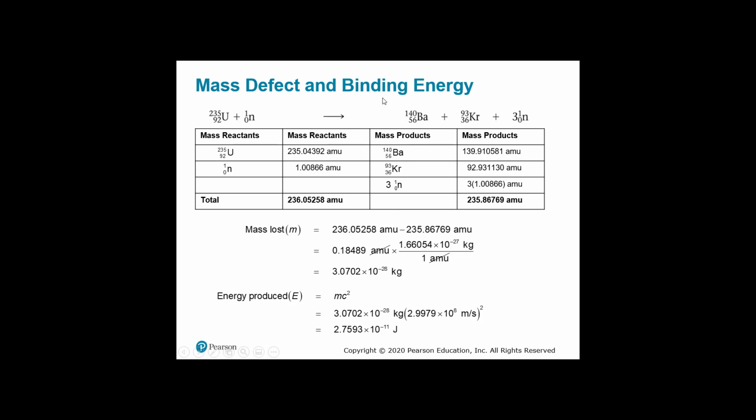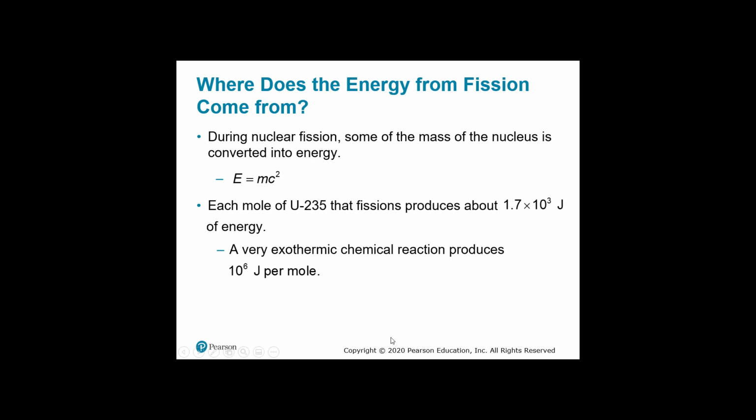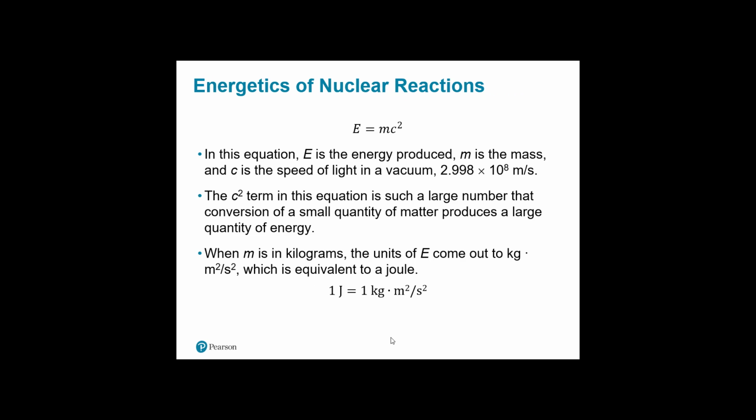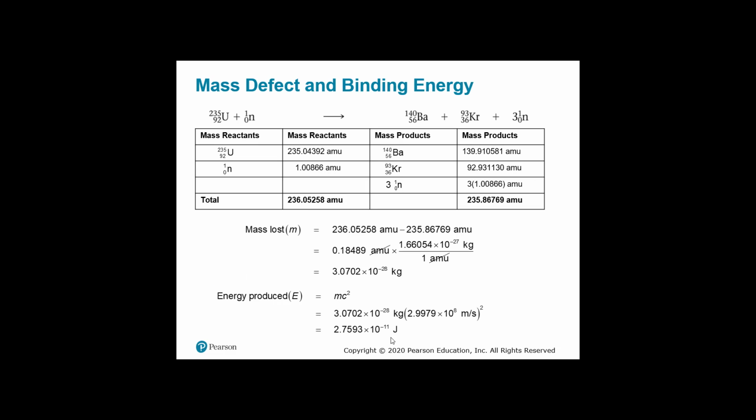So let's take a look at this problem here. And this is in amu. We do not use amu, so you'll see it'll be converted down here into kilograms because we want to get it into joules. And remember, a joule is 1 kilogram times meter squared over second squared. If we look at the mass of the reactants and add them up, the total for the reactants, which includes the neutron, is 236.05258. And on the product side, we have 235.86769. Now, that's not a big difference, but there is still a difference.